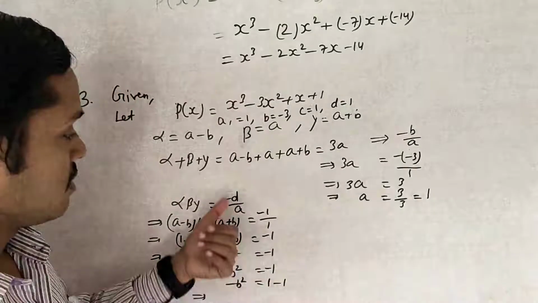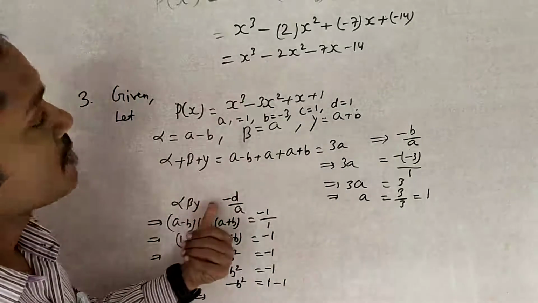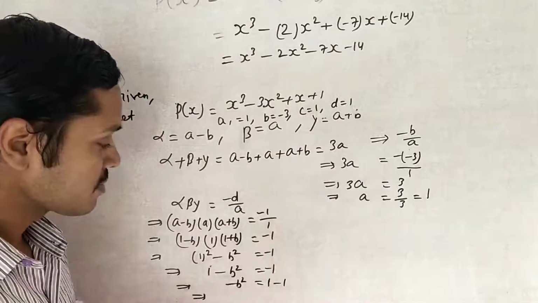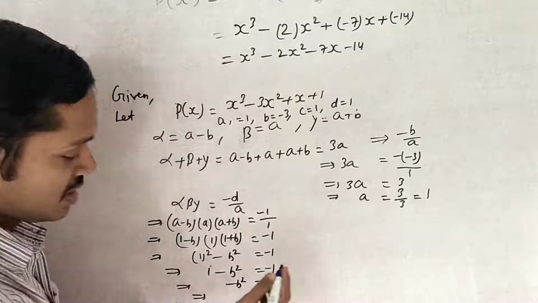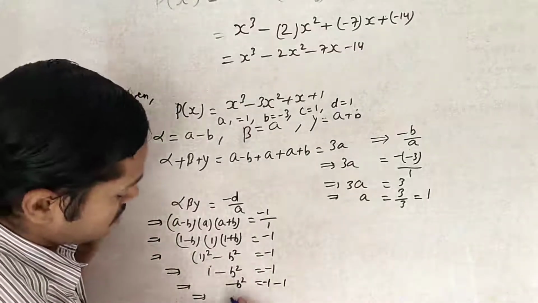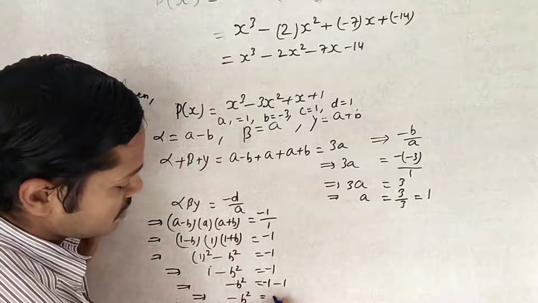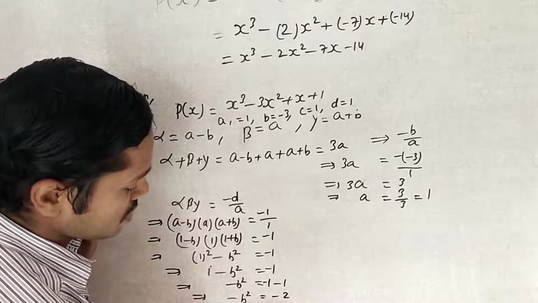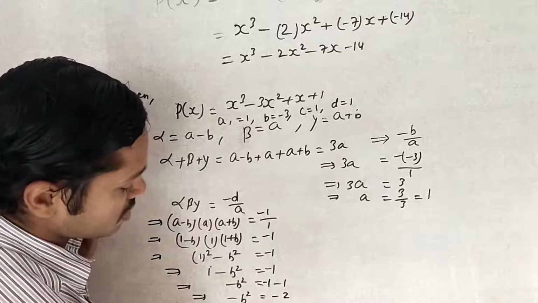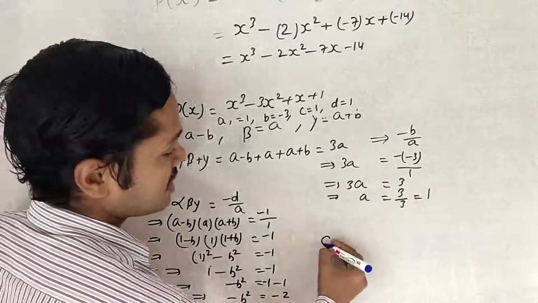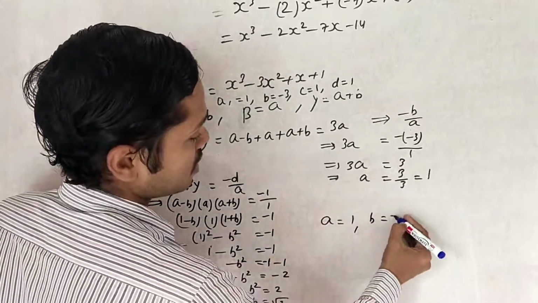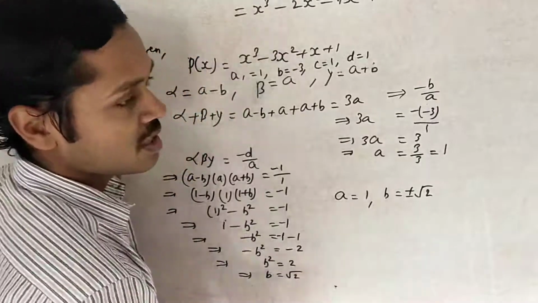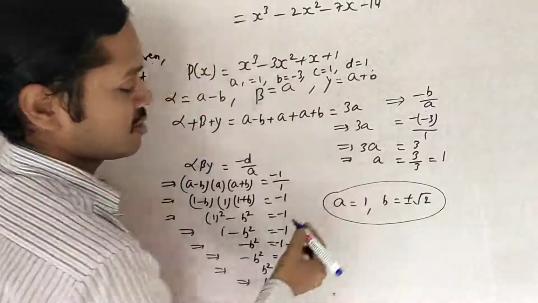Sorry students, I have written the wrong formula. Alpha into beta into gamma is equal to minus D by A. Clear? Therefore this one. Now look at, this is minus 1 and this is minus 1, minus 1 plus minus 1 is minus 2. Now look, minus B square minus 2. Minus and minus cancel. The B square is equal to 2 and B is equal to how much? Root under 2. Clear? So we can write A is equal to 1 and B is equal to plus minus root 2. Otherwise not write, but look at these are the answers. Over.